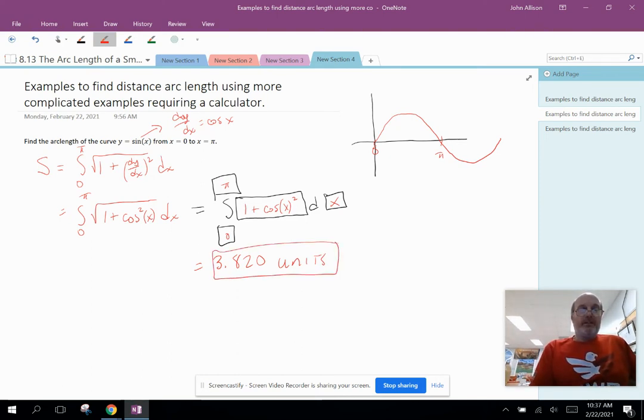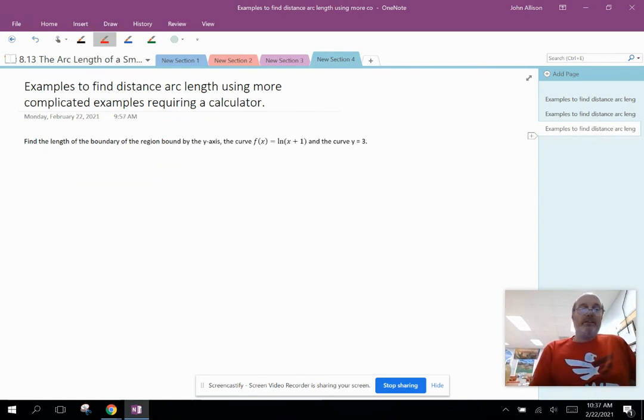If this was a context problem where you had a particle moving along the curve, you would want to put whatever appropriate units in there if you were doing this on an FRQ. And let's find one more. This time it's a little more interesting.